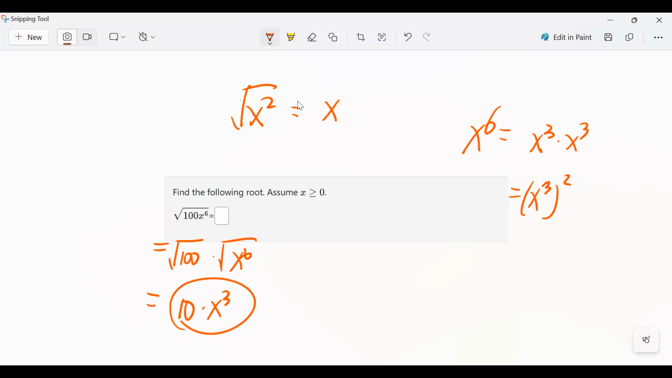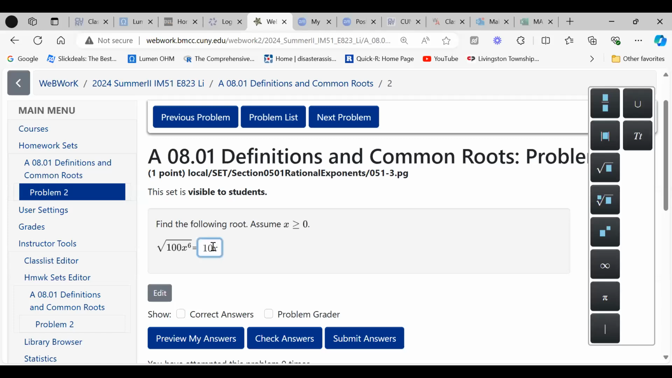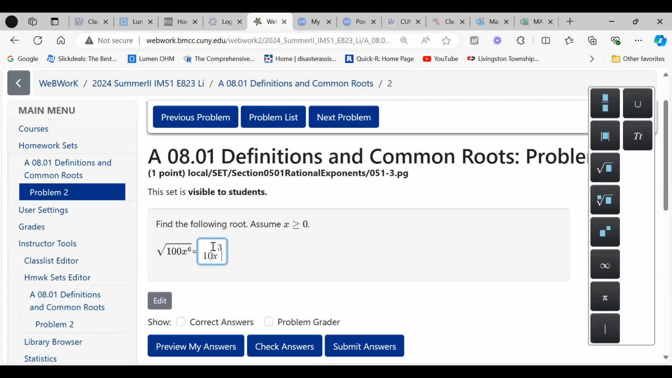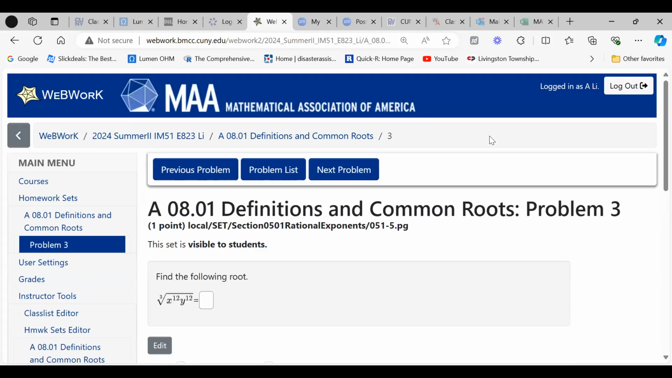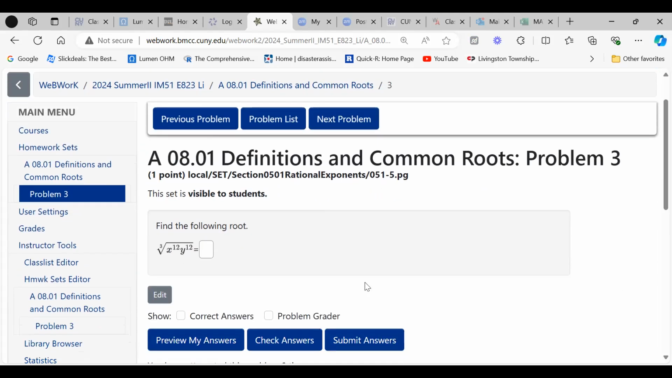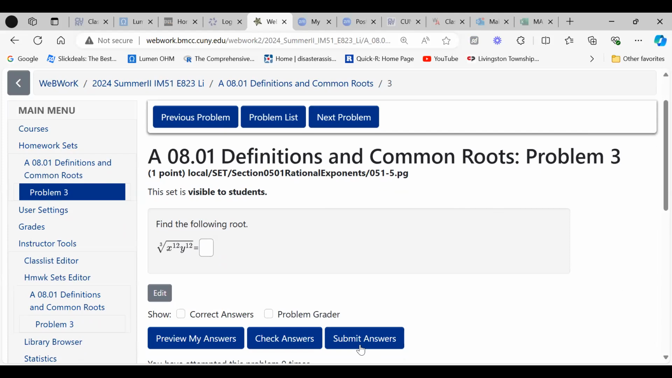Any question about this? This is the correct answer, and then let's look at the next one, cubic root. So I'm going to show you how to solve this cubic root since it's appearing here.